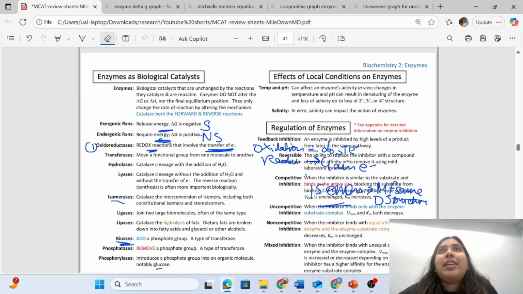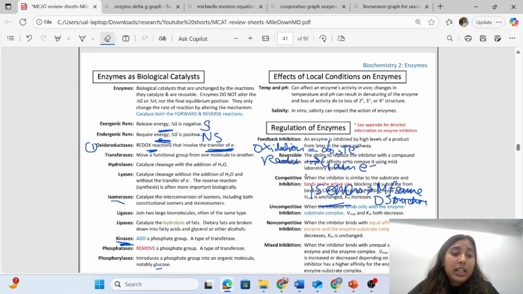Ligases, you can remember like glue because it has a G in it. So ligases are a glue. They are used to join two biomolecules together. For example, if there's a cut in DNA, ligases are used to join the two DNA strands together. Lipases, if you see lipases, lipids, there's a connection. They are used to catalyze hydrolysis of lipids into glycerol and fatty acids. It could be different alcohols, but it's generally glycerol and fatty acids.